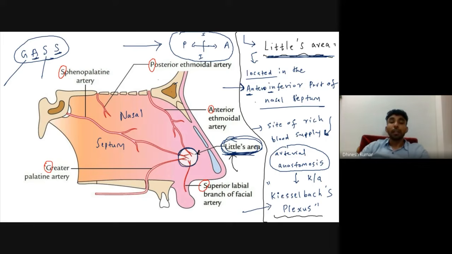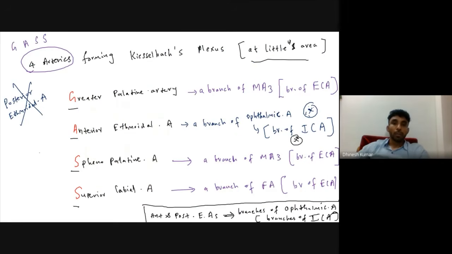All the following arteries are forming the Kieselbach's plexus except. In the exception, you will have posterior ethmoidal artery. You can see in the diagram, you can easily appreciate posterior ethmoidal artery is not taking part in the Little's area, that is Kieselbach's plexus. Fine. The 4 arteries forming the Kieselbach's plexus at the Little's area can be remembered as GASS, G-A-S-S.